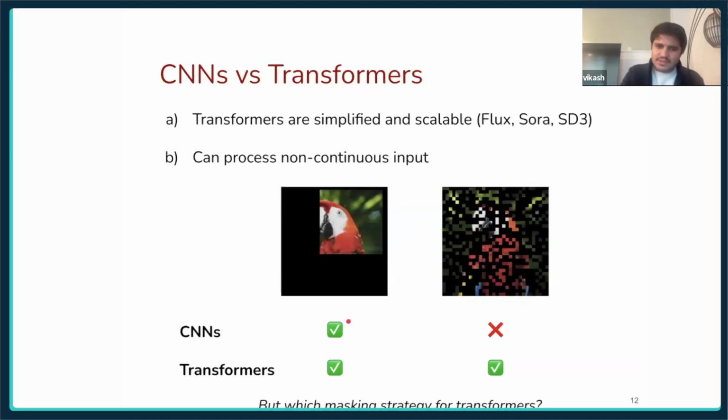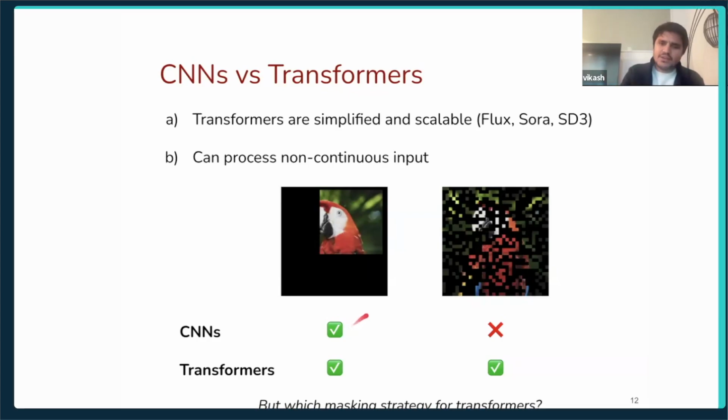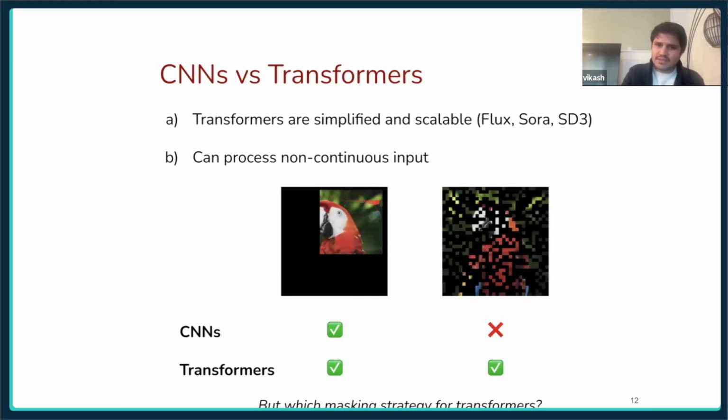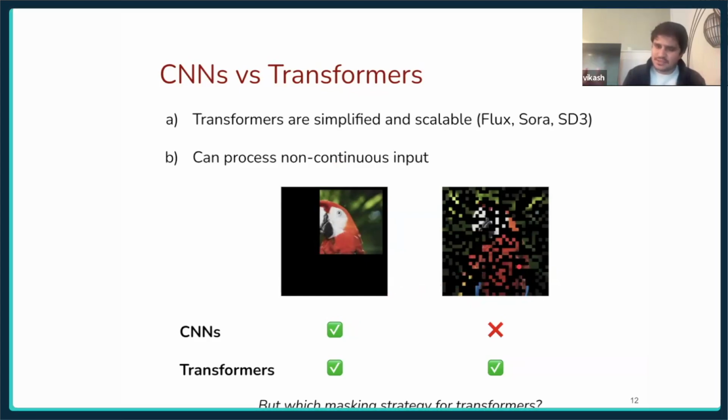But the trade-off is convolutional neural networks, which process continuous images, can only process images where we do cropping. But transformers, on the other hand, give us the flexibility that they can process both types of images, because all a transformer needs is just a sequence of patches to process.